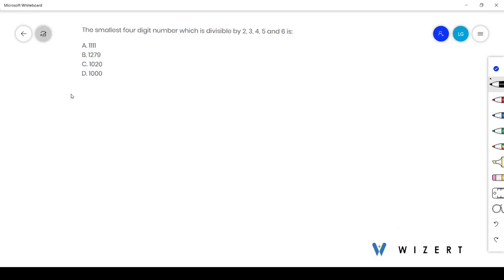Our question is, the smallest 4-digit number which is divisible by 2, 3, 4, 5 and 6 is.